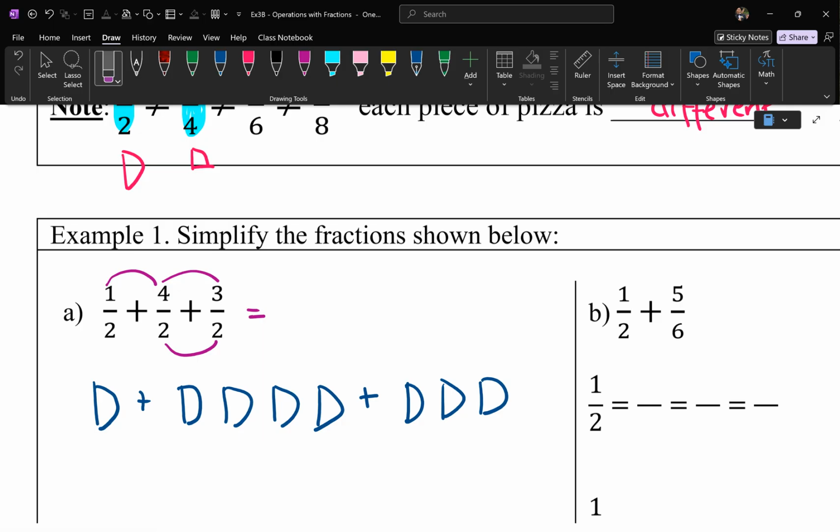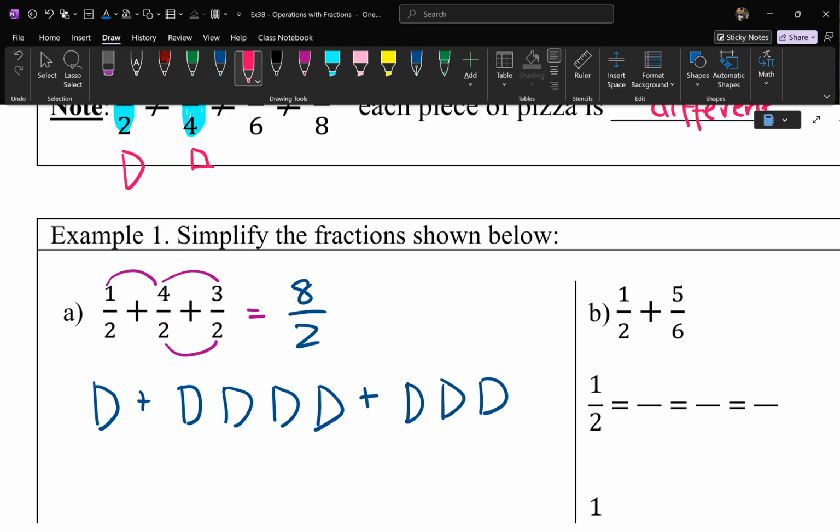So when you ask yourself, how many of these half pizzas do I have? You count them. And you say, well, it's 1 plus 4 plus 3, which is the same on the top there. Yes, it is 8. But it's not 8 out of 6 because you don't have a 6th of a pizza. It can't be 6. 6 means you've got a smaller piece. It has to be 8 of those halves.